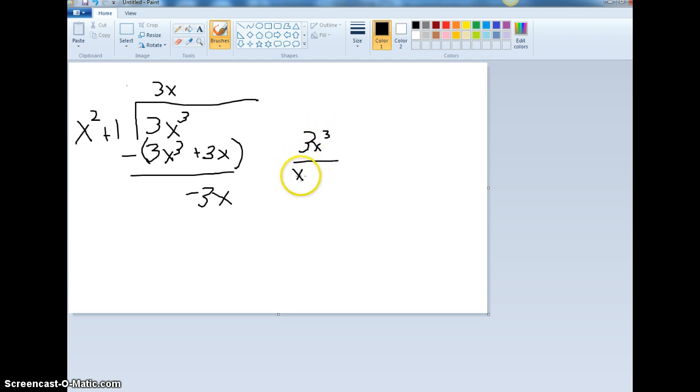So what happens is 3x cubed divided by x squared plus 1 is the same as 3x minus 3x over x squared plus 1. And then this piece over here is a u substitution problem. U is the bottom. The u doesn't quite match, but it'll be close enough.